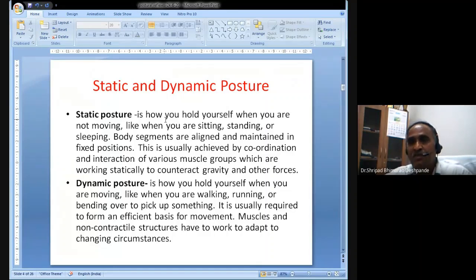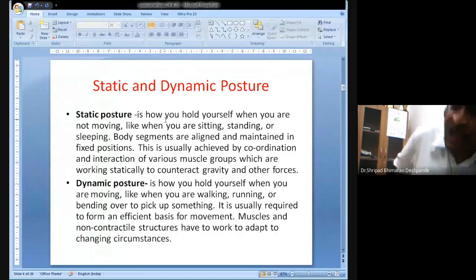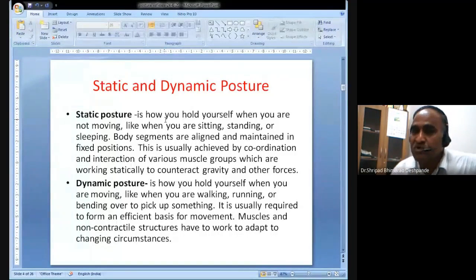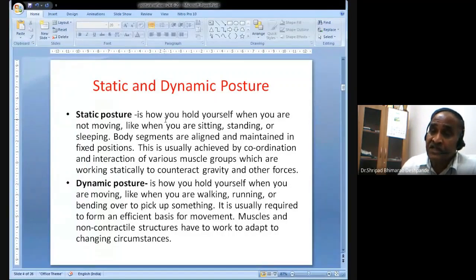Then there is dynamic posture. Dynamic posture is how you hold yourself when you are doing some actions. Just like when you are walking, you have to hold your body posture. That means walking is not static. Every moment there is a change in position, either of the upper limb or the lower limb. The limb positions change, gravitational changes are happening, the center of gravity is changing. So that means in walking you have to maintain the posture. That is a dynamic posture.